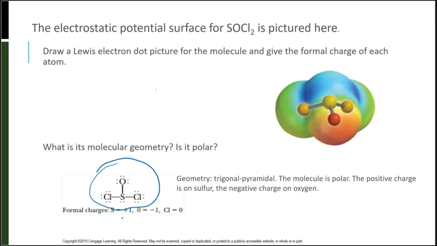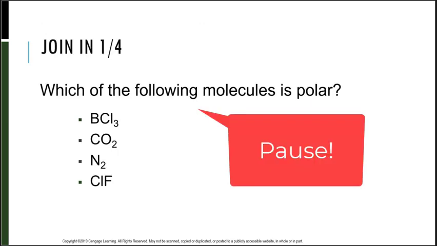When you found your formal charges, we would have a formal charge of +1 on sulfur, -1 on oxygen, and a 0 on chlorine. It is trigonal pyramidal shape, and the molecule is polar. The positive end is on sulfur. This is my slightly positive end, and the negative end is on oxygen. Which one of these is polar?